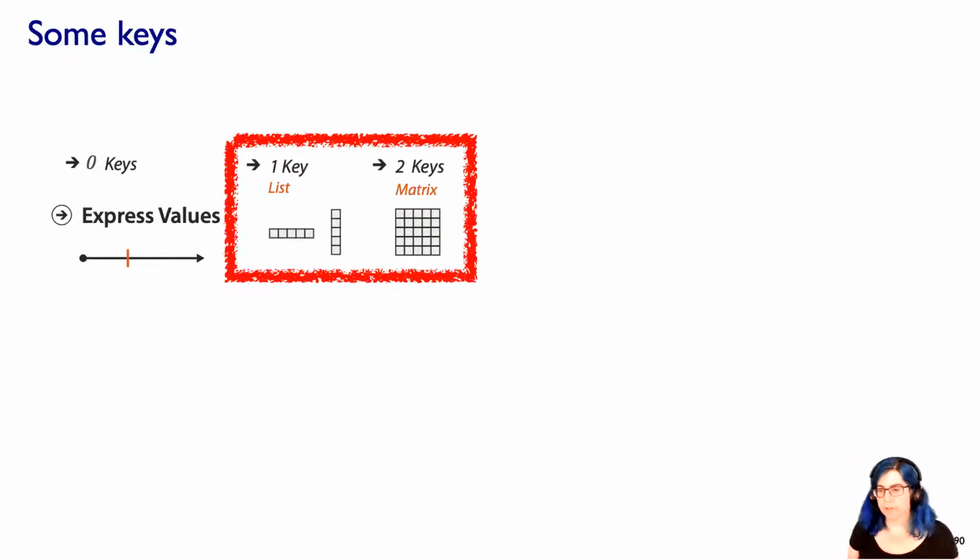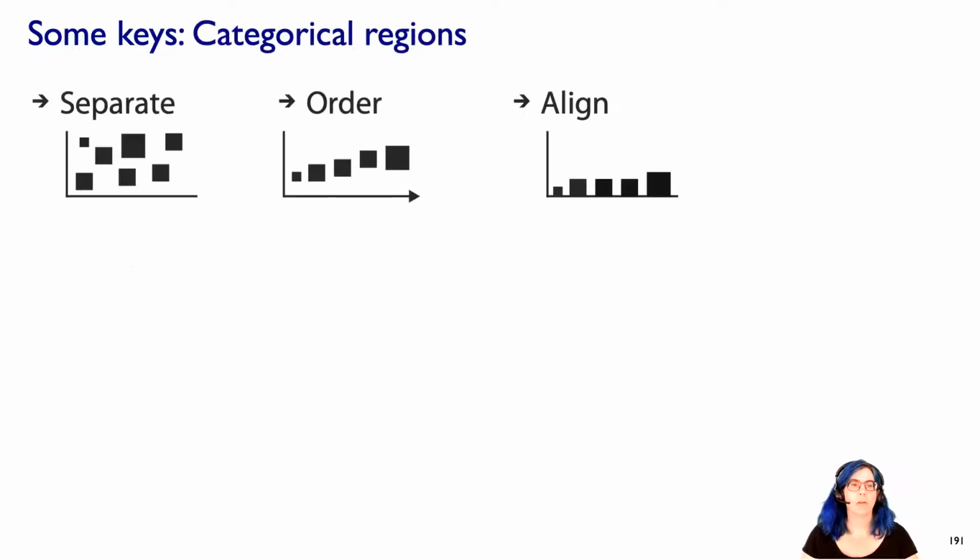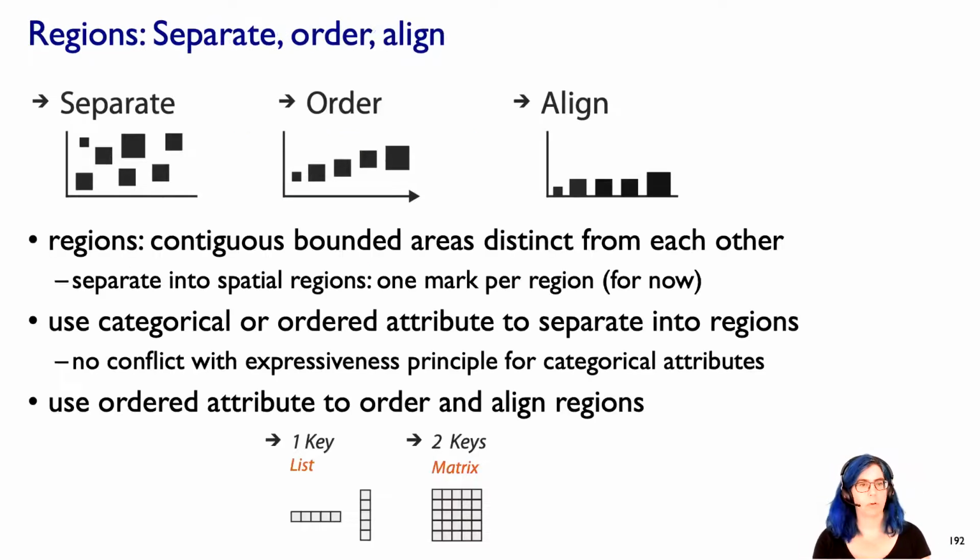Well, what if instead of just having quantitative attributes, what if we do have some keys? How do we want to think about that? So another idea is regions. What we want to do is use regions to separate and order and align. So let's talk through that.